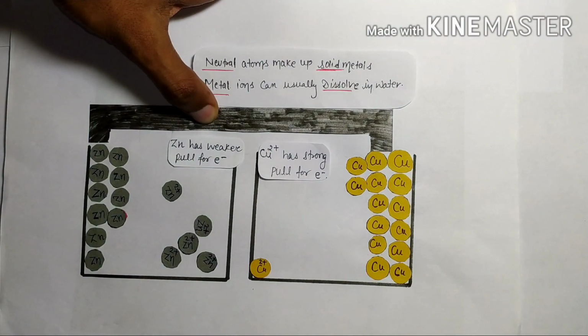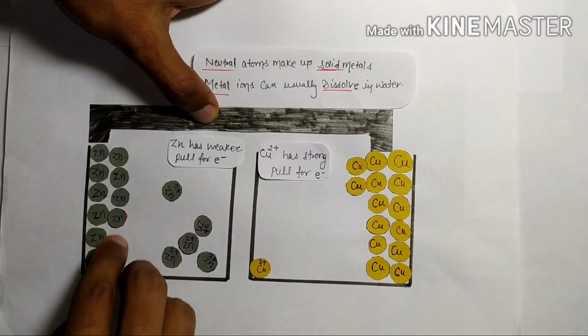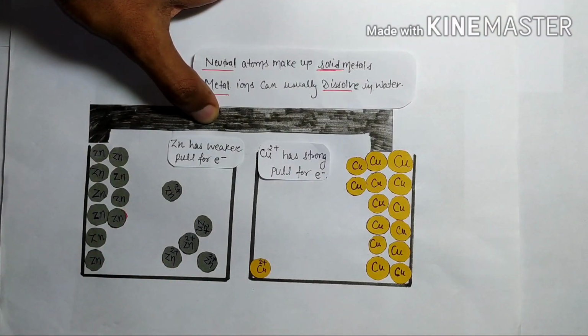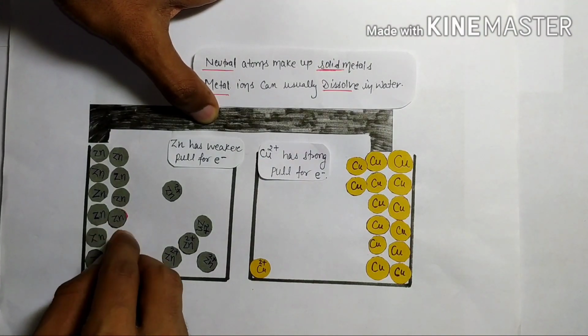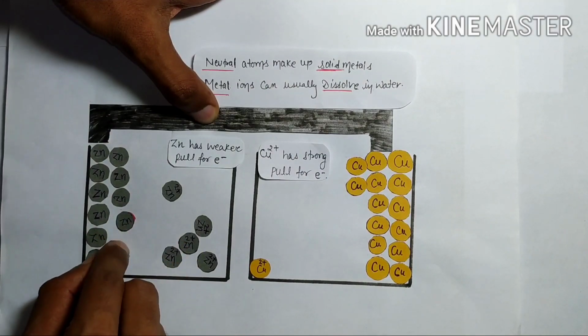Now, again see. Again we do the same experiment. This is the zinc. One more experiment left. This is the zinc. It will again lose its 2 electrons.